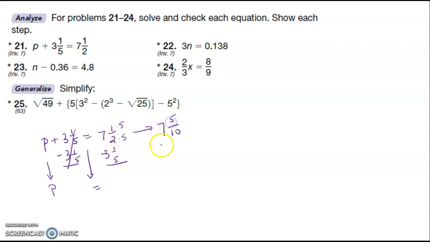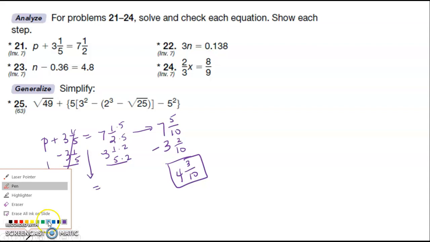5 times 1 is 5, minus 3, and this is times 2. So 10, 2. So 5 minus 2 is 3/10. 7 minus 3 is 4. And that's my answer to 21. Let me change colors here.